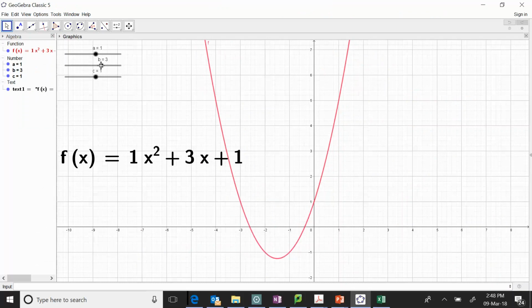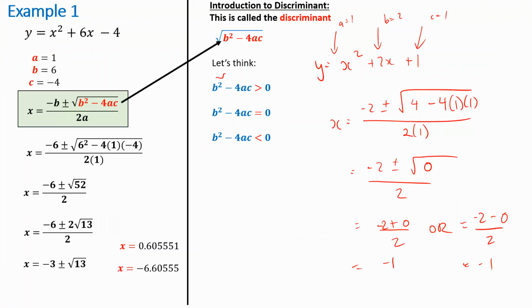See what I'm doing there? All you're analyzing right now is, what if I want no x-axis intercepts? Then I'm going to make sure b squared minus 4ac is negative. Because if it's negative, I can't square root it. If I can't square root it, I can't get an answer. If I can't get an answer, I don't have an x-axis intercept. Does that make sense?